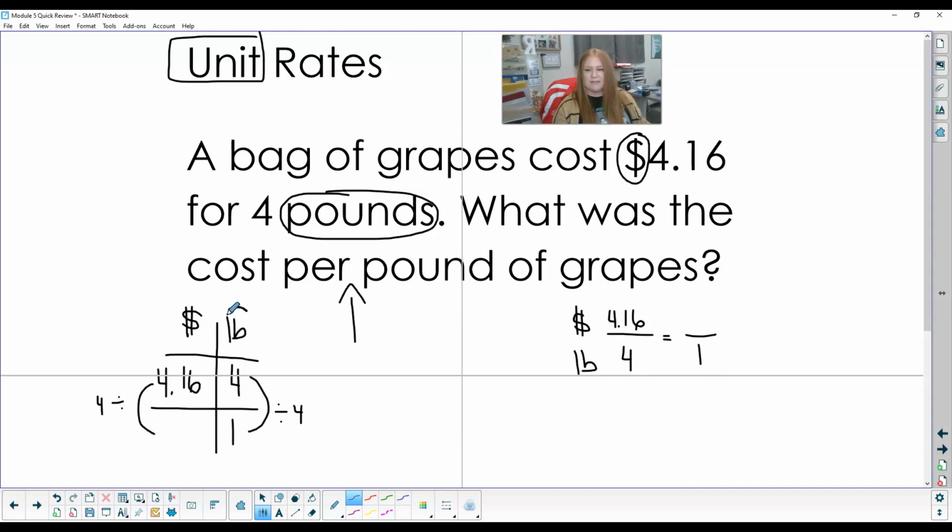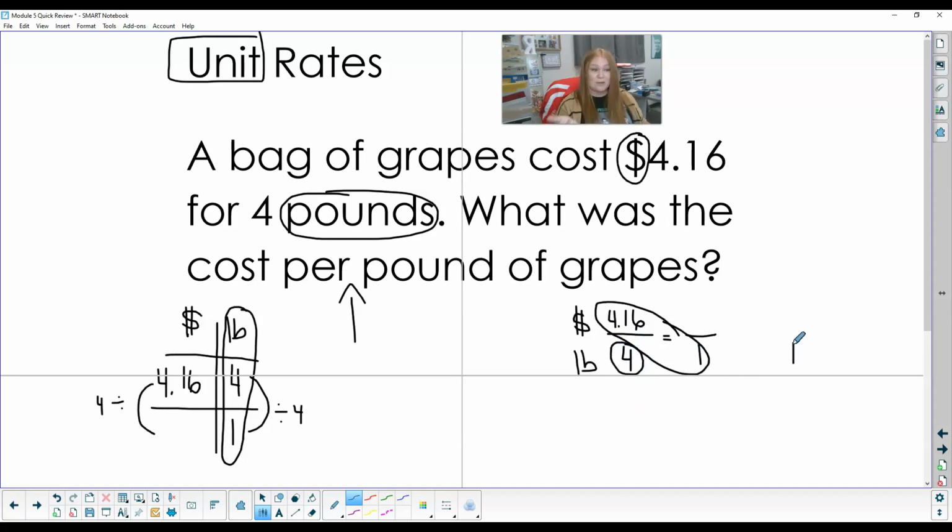Now notice, right? Every time we talked about pounds, I put it in the same row. Every time I talked about pounds, I lined them up. That's the key to this. So for this one, we're going to cross multiply here. $4.16 times 1 is 1. And then we're going to divide by this leftover piece, which is 4.